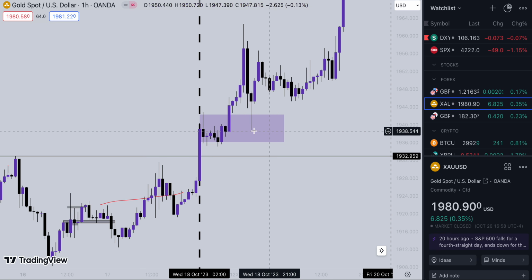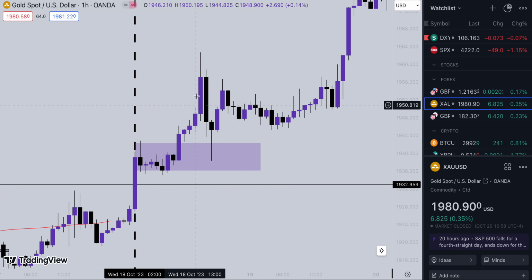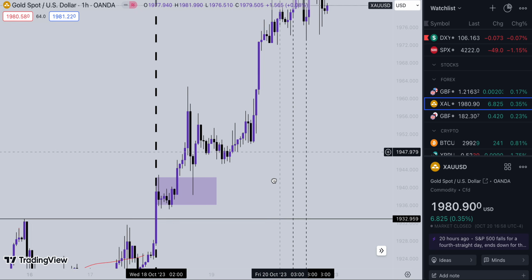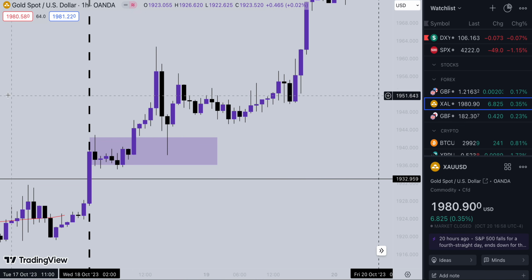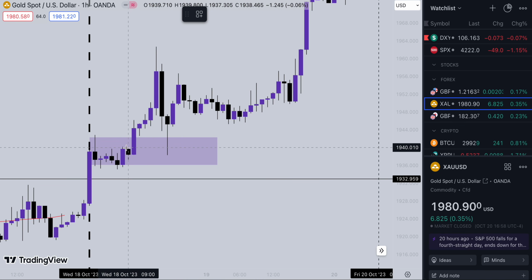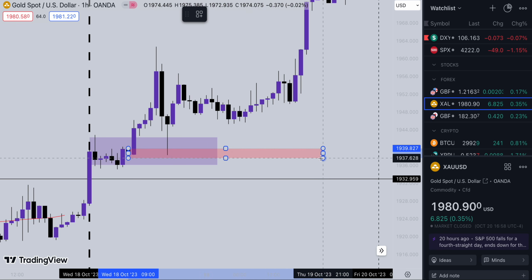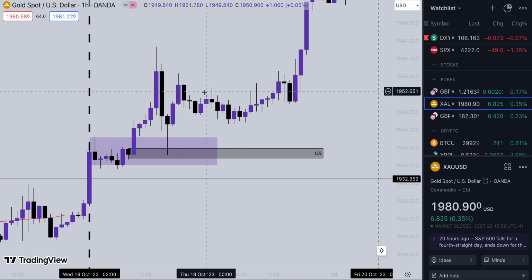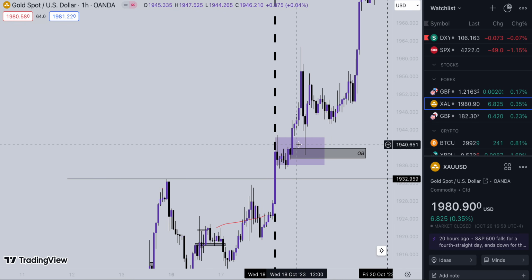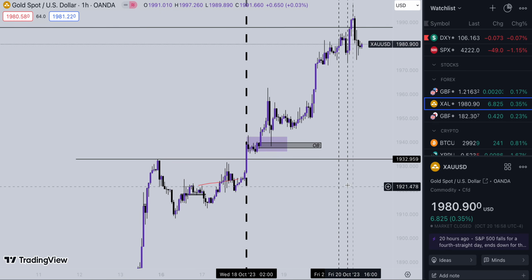What do we see literally right here? Price retraces into the accumulation and then once again rips to the upside. And with these retracements, what do we have right here? An hourly order block as well that it retraces right into. And then you can get in off retracements and 5-minute break of structure.